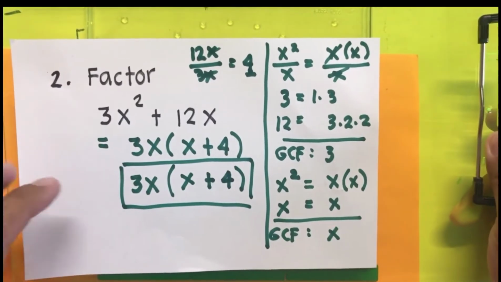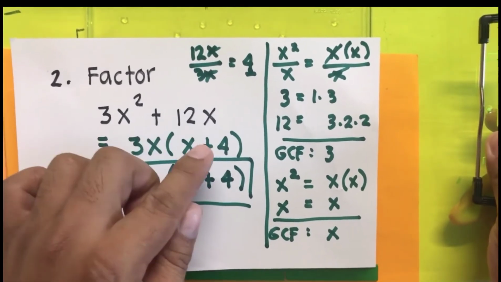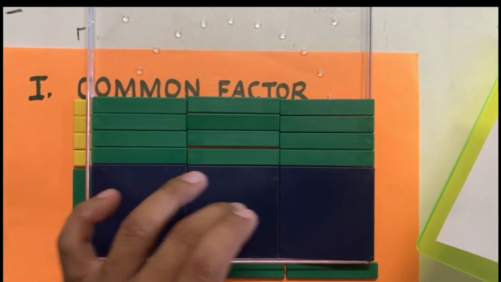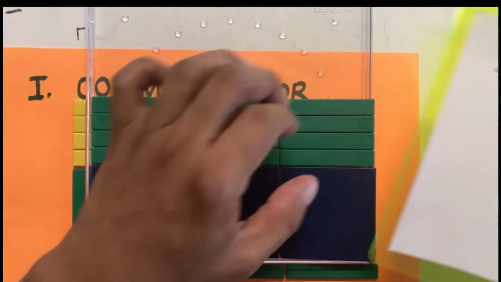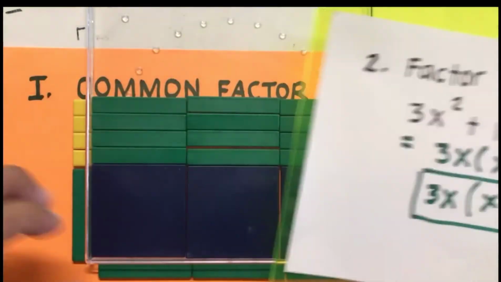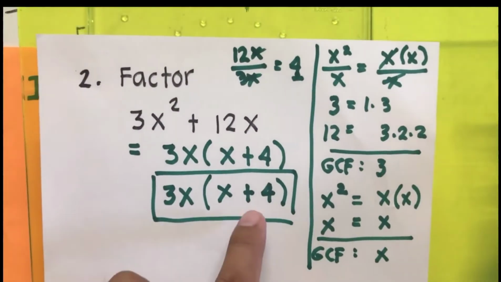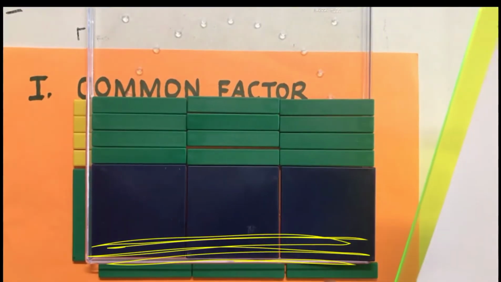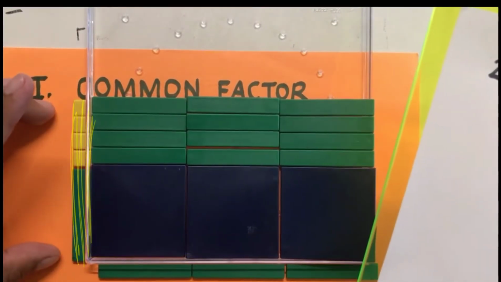Visually, you can imagine in your mind that 3x squared plus 12x is this big rectangle with this one as the 3x squared and the green ones are the 12x. And then the factors 3x times the quantity x plus 4 are the length and the width. You have 3x here and you have x plus 4 here.